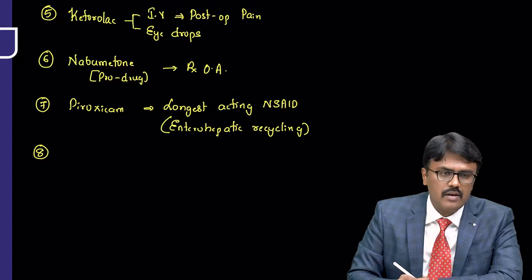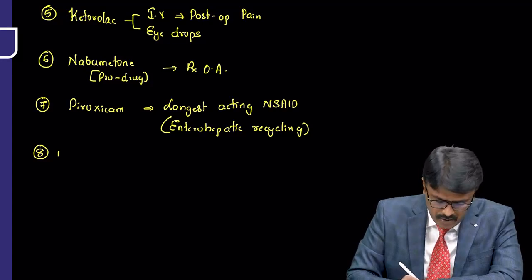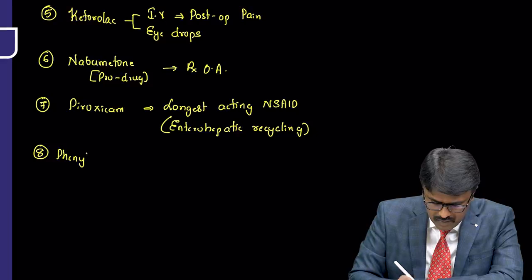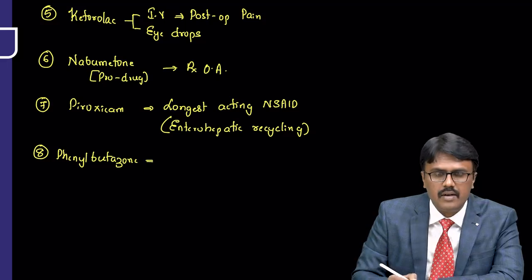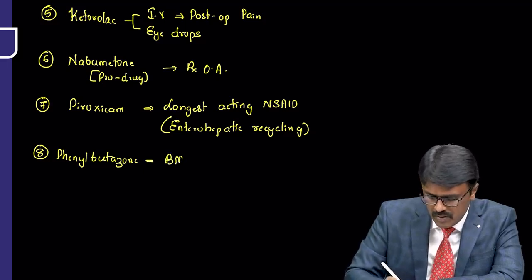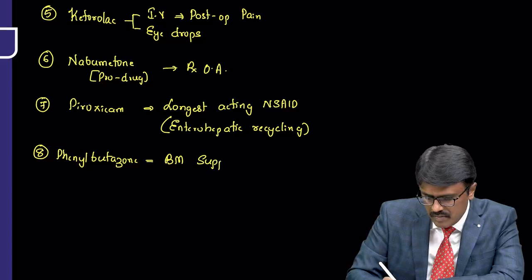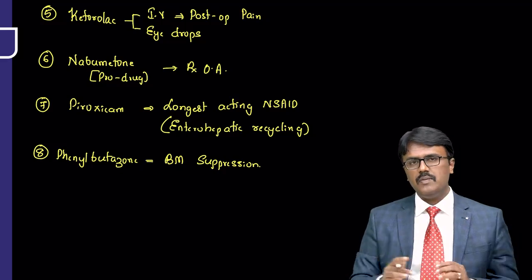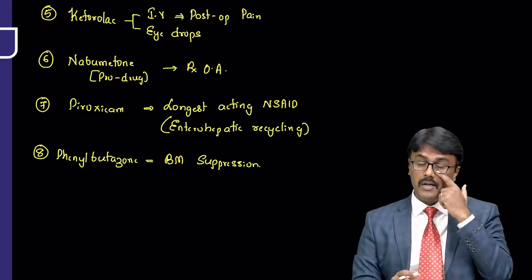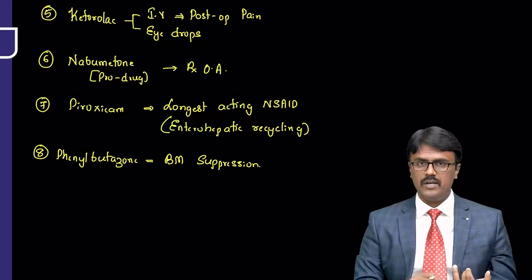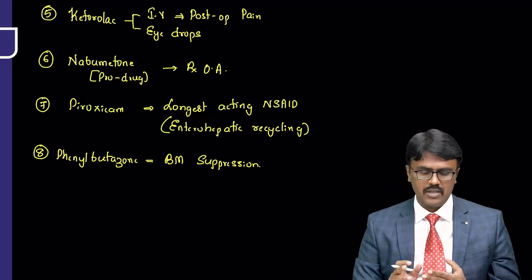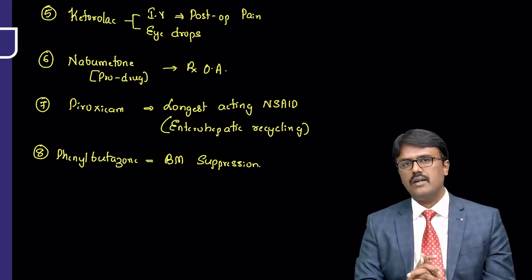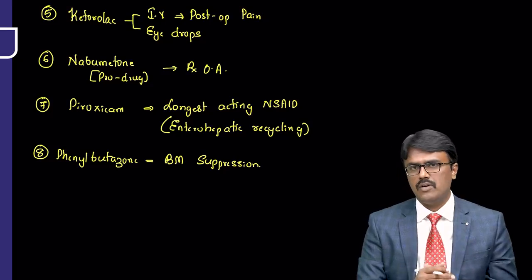Then we have a drug called phenylbutazone, and the drug has been shown to produce bone marrow suppression. So the use is not so common nowadays. Please keep these drugs in your mind, particularly from an exam point of view: aspirin, indomethacin, ibuprofen, then paracetamol and piroxicam. These are the major drugs in non-selective COX inhibitors you should keep in your mind.